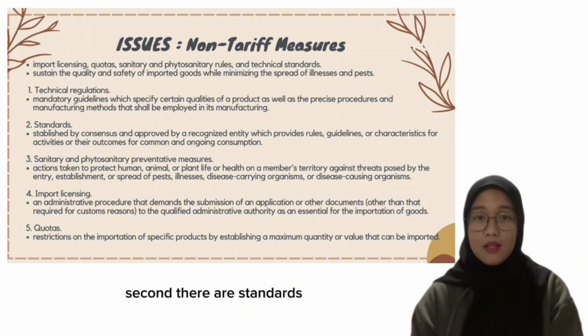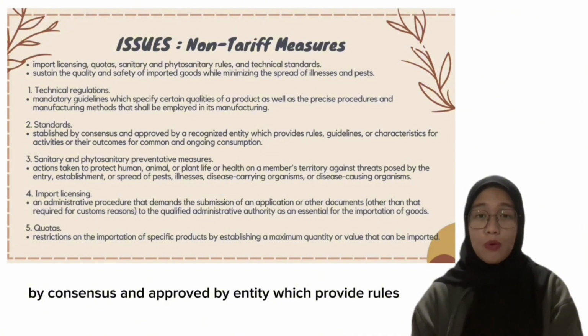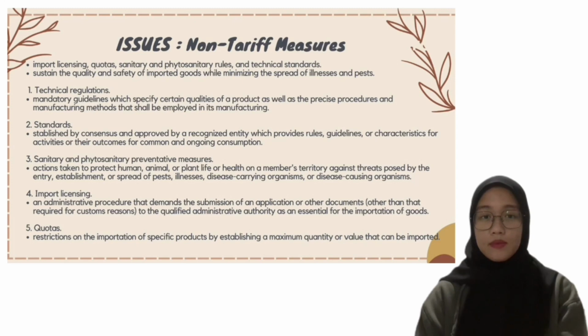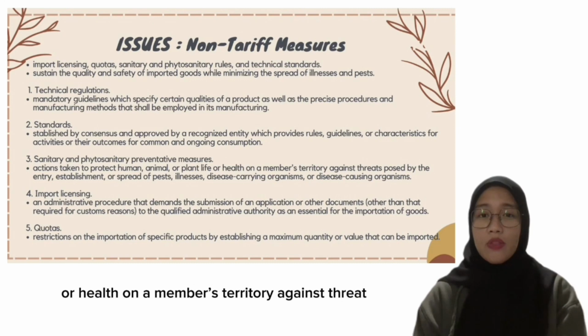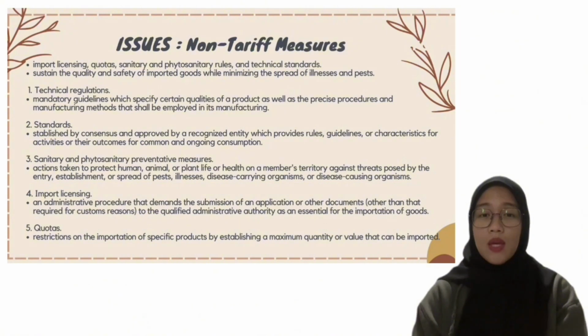Second, there are standards. These are established by consensus and approved by an entity, which provides rules, guidelines, or characteristics for activities or their outcomes for common and ongoing use. Thirdly, there are sanitary and phytosanitary preventive measures. These are actions taken to protect human, animal, or plant life or health in a member territory against threats posed by the entry, establishment, or spread of pests, illnesses, disease-carrying organisms, or disease-causing organisms.